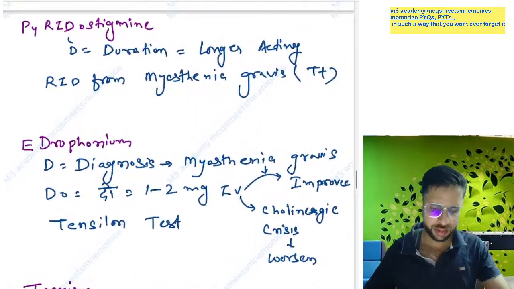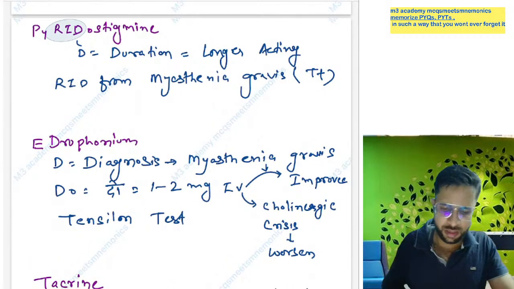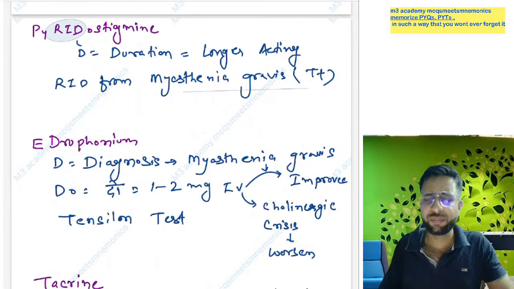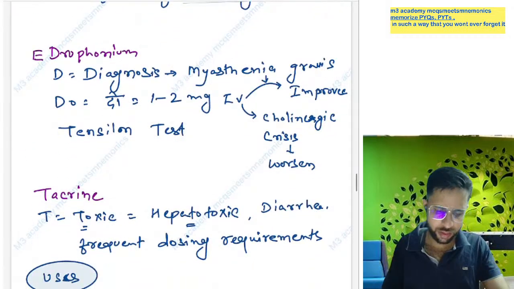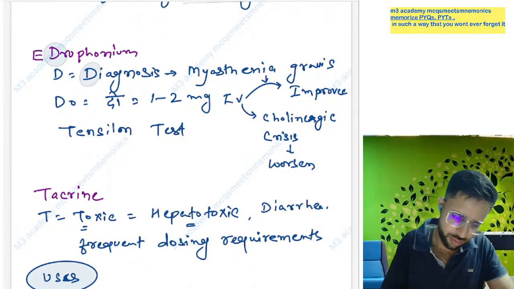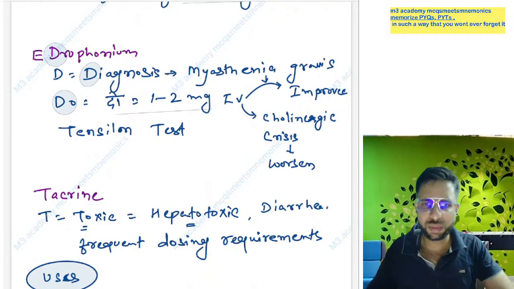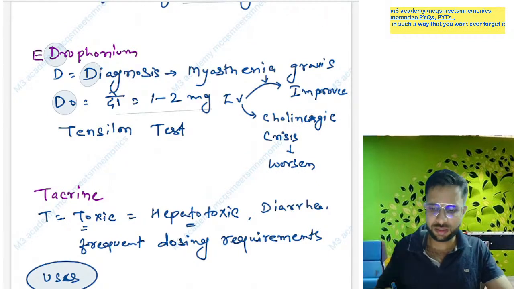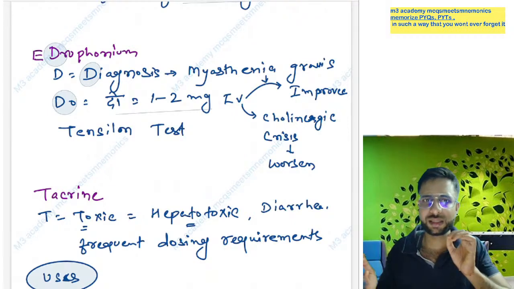Now the next drug is pyridostigmine, which has read. Read means treatment. So this drug is used for the treatment of myasthenia gravis. D for duration, so these are the longer acting. Now edrophonium has D, it is used for the diagnosis of myasthenia gravis, and DO means two. So 1 to 2 mg IV injection is given. If the condition improves, this is myasthenia gravis. If the condition worsens, this is cholinergic crisis. In this way, we can differentiate myasthenia gravis from cholinergic crisis by edrophonium.